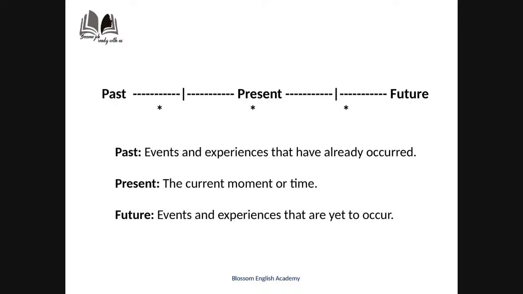To explain it simply, past are the events that have already occurred. You cannot go and change that. Present is the current moment or time. You can do anything in your present, whereas future are yet to occur. These are the actions that haven't happened yet.